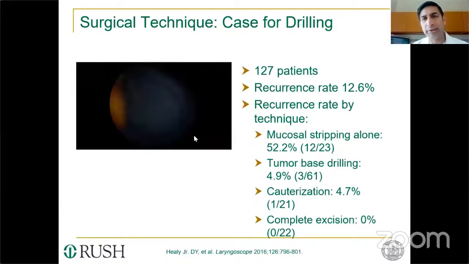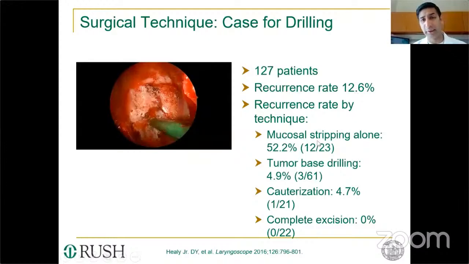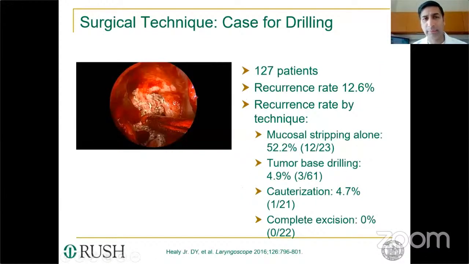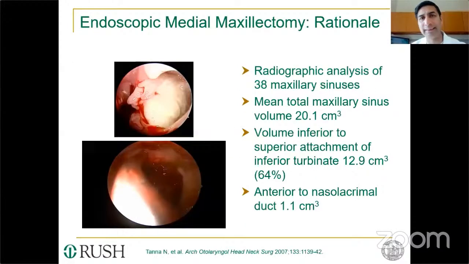And what you'll see is that the overall recurrence rate was 12.6%. You can see here, if they only perform mucosal stripping, sorry, let me go back for just a second. What you'll see is the risk of recurrence was almost 50%. Drilling of the tumor base reduced the risk down to 4.9%, or complete resection, if technically feasible, can reduce it down to 0%. So no question, mucosal stripping alone is not sufficient.